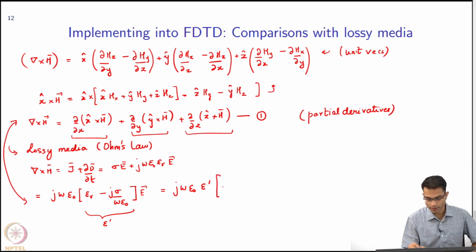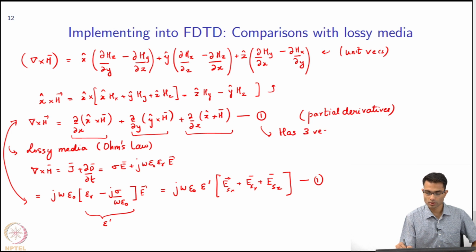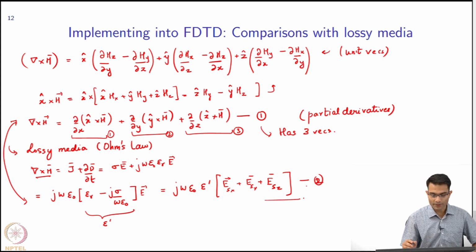Okay. I can write this as E Sx, Sy, Sz. So what am I saying? I am saying that equation 1 has 3 vectors, right. Each of these terms is one vector, right. And curl of H finally by Maxwell's equations is going to be equal to this term. The electric field also has 3 vectors, so I am defining these 3 vectors.